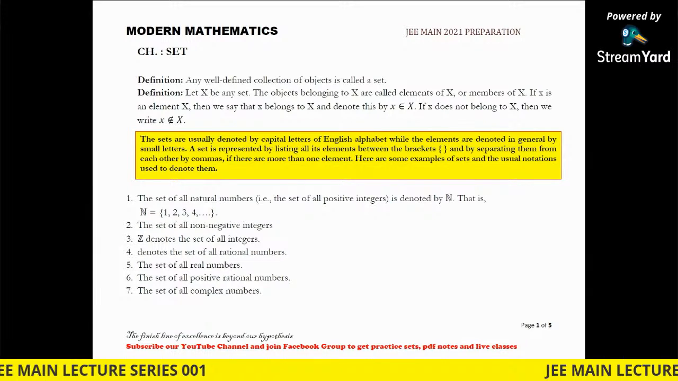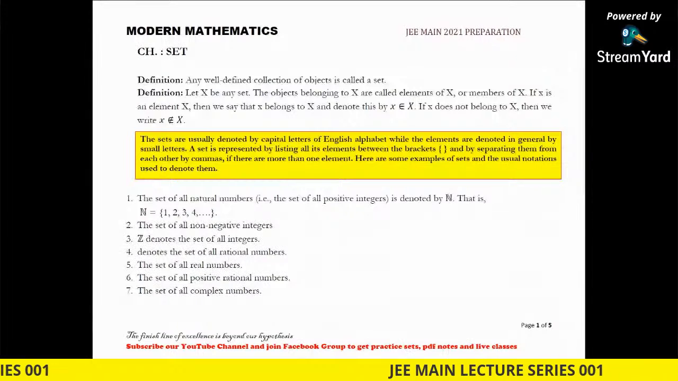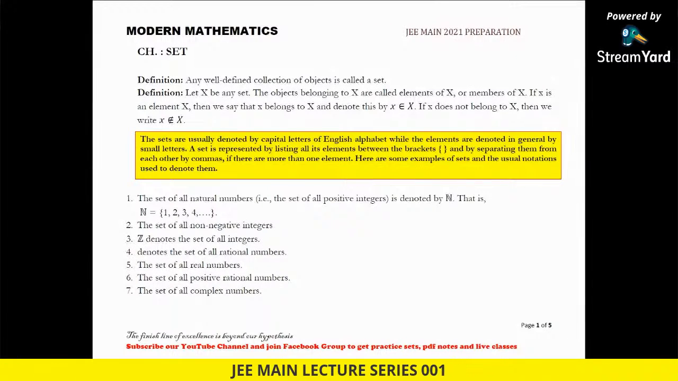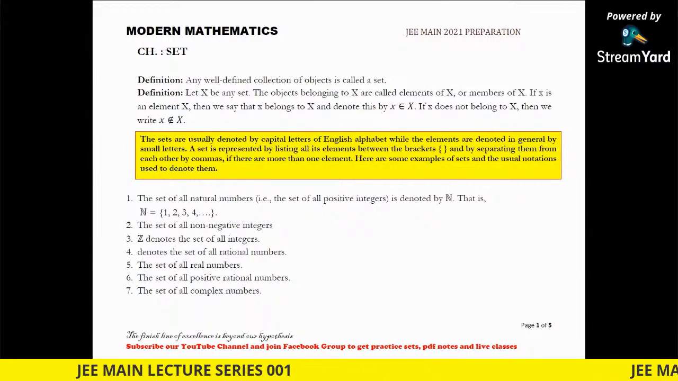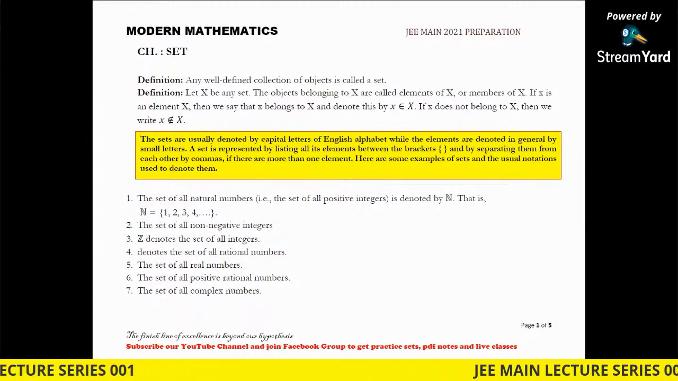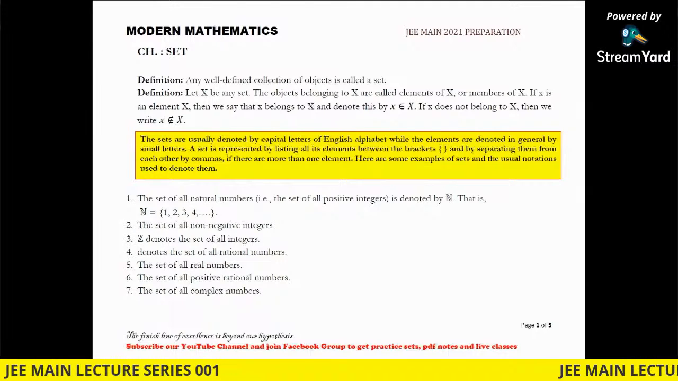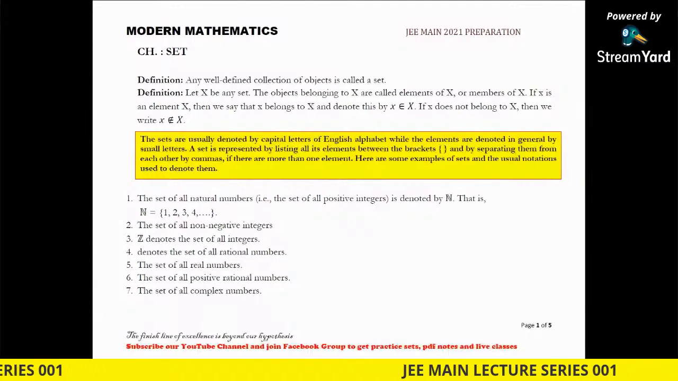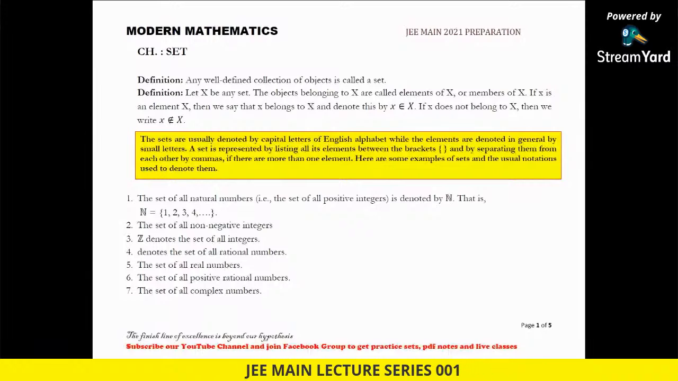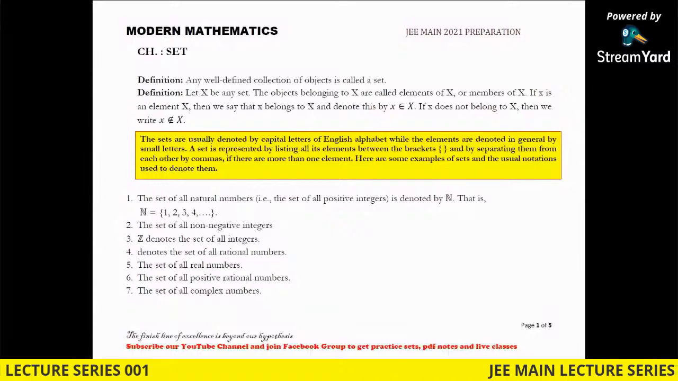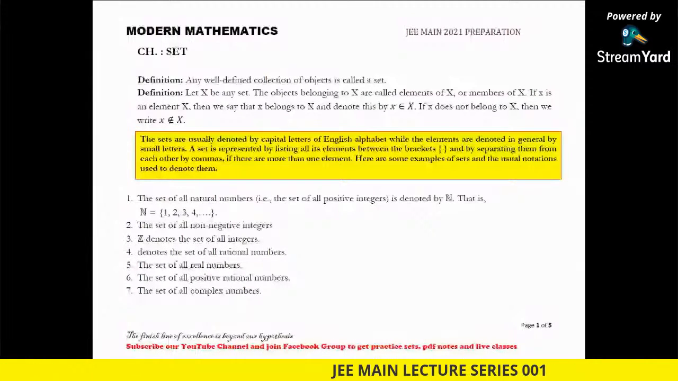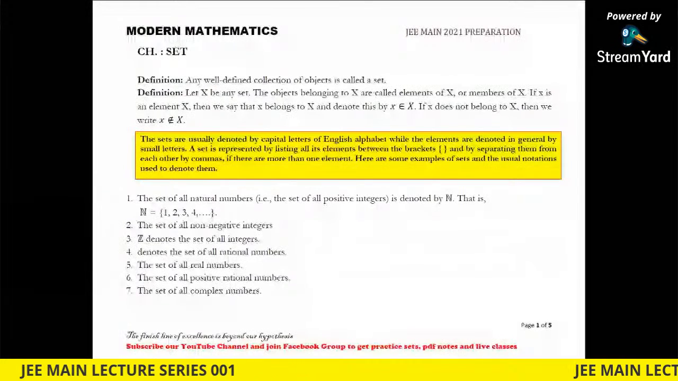Next, a member of this collection is called an element. Let X be any set; the objects of X are the members of X. That is, all the railway tickets of his collection. We can define a set X as the collection of all railway tickets collected by him.